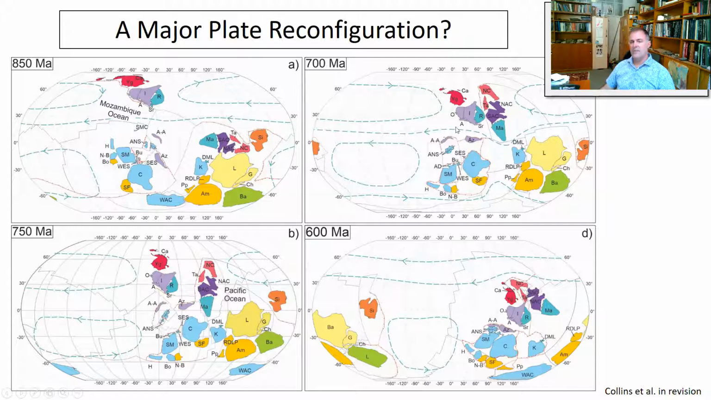It's cutting off ocean circulation in the Mozambique Ocean and dragging the continents into the southern hemisphere, making by the Ediacaran a very strange world, where we have continents in the southern hemisphere and only relatively limited ocean basins, whereas the northern hemisphere appears to be an ocean, a water world.